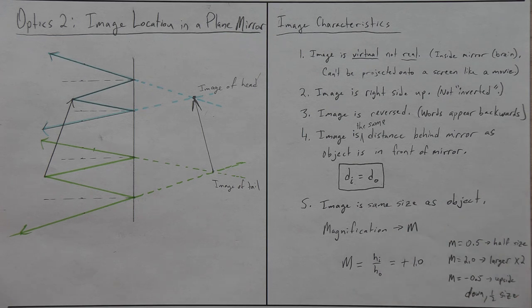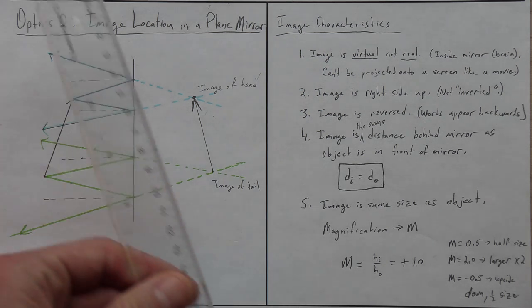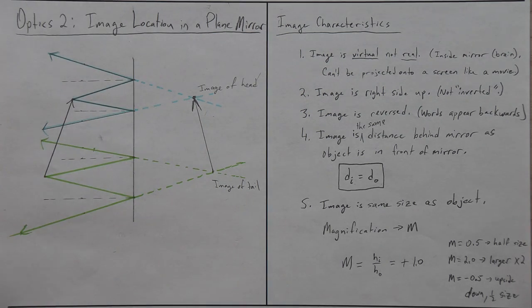The image is the same size as the object. So if I measure the height or the length of this, I get the same size. And there's also a term that quantifies that. It's called magnification. So if the image is the same size, the magnification, the height of the image over the height of the object, is exactly 1.0. And that tells me I got the same size over here.